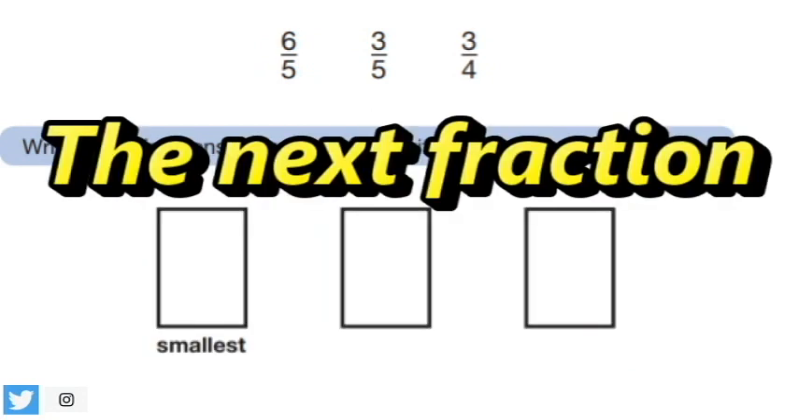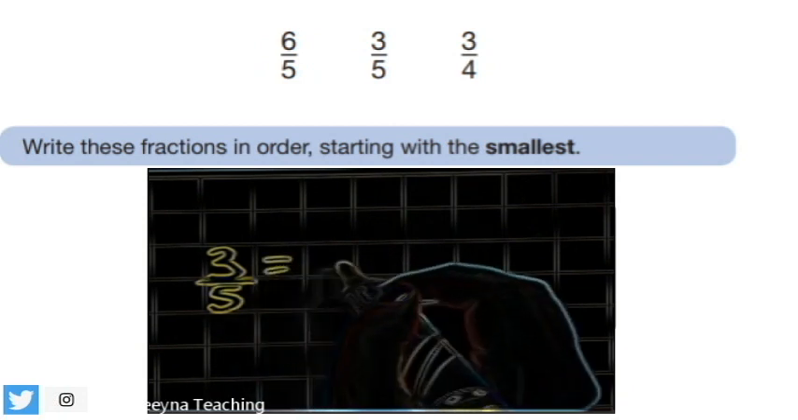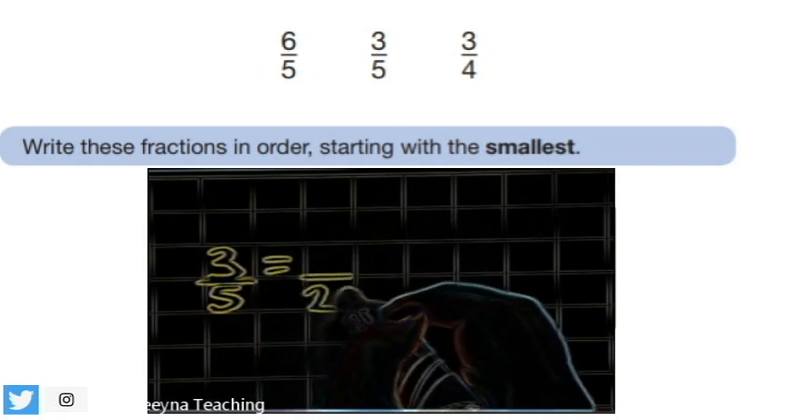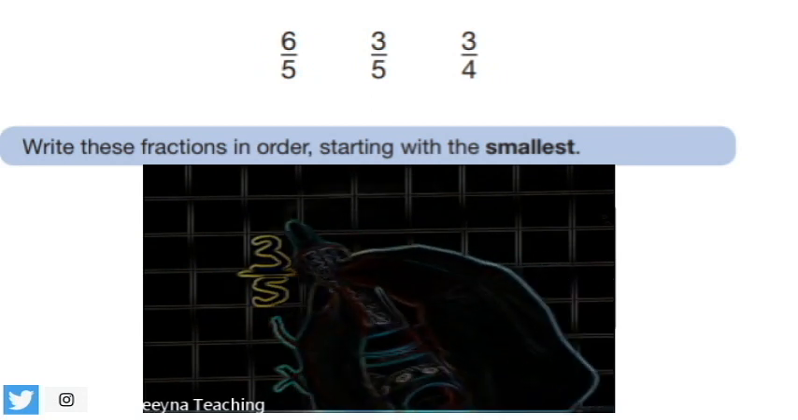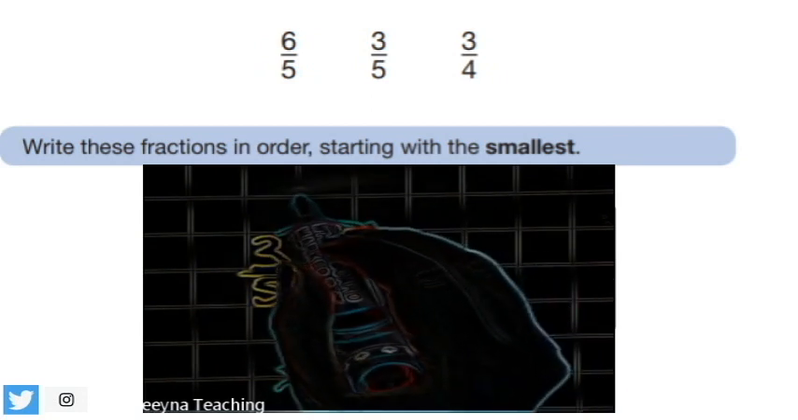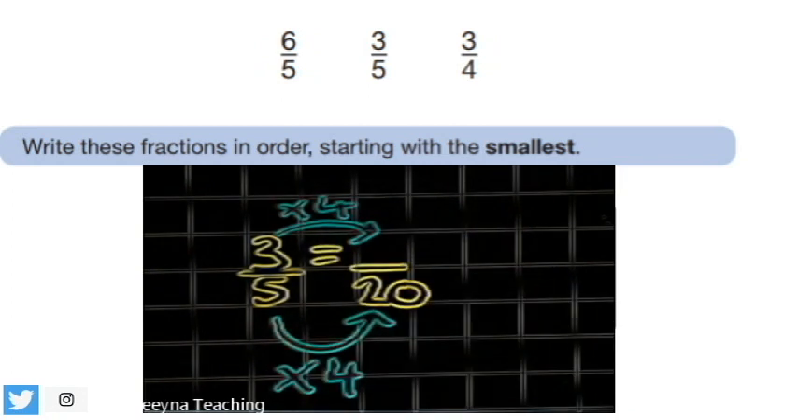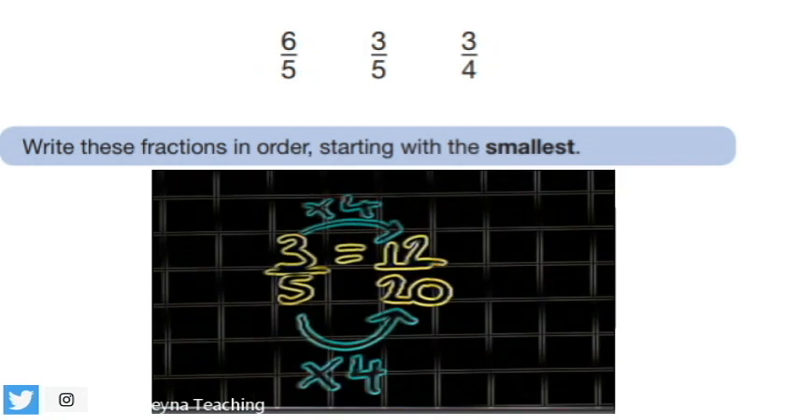For the fraction 3/5, we take the denominator 5 and multiply it by 4, which makes our denominator 20. We then look at our numerator 3 and also multiply that by 4. So 3 multiplied by 4 is 12. Our equivalent fraction is now 12 over 20.